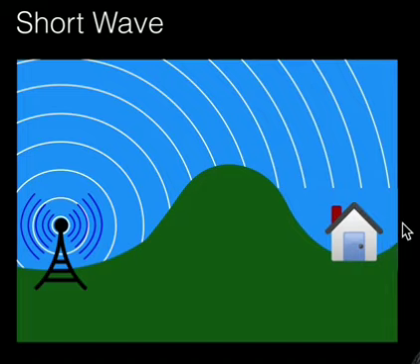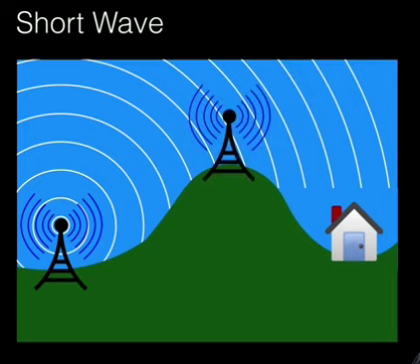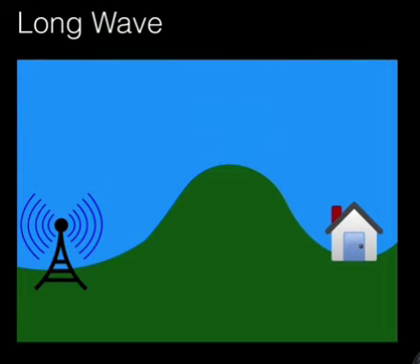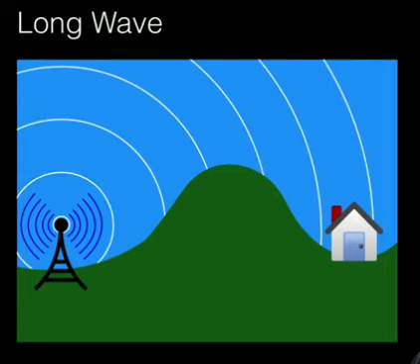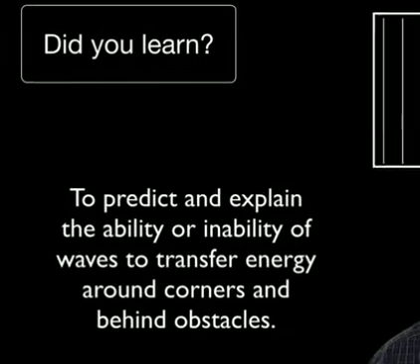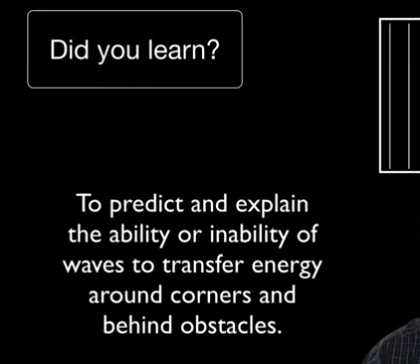So what would be a solution that we could have? Well, we could put another relay up here so it could send you those signals. But if we're looking at long waves, they're going to be diffracted more readily, and so they're not going to experience that problem. And so did you learn to predict or explain the ability of waves to transfer energy around corners or through openings based on their wavelength?